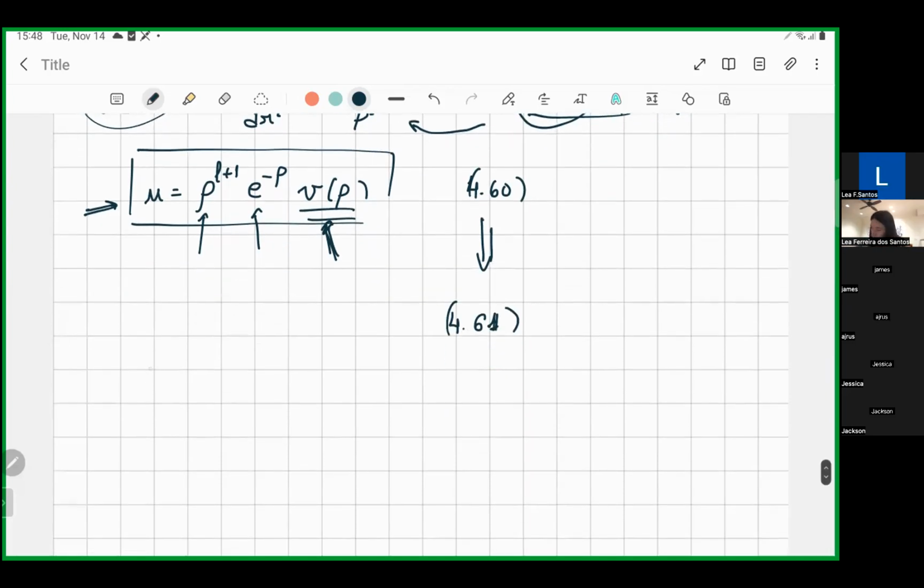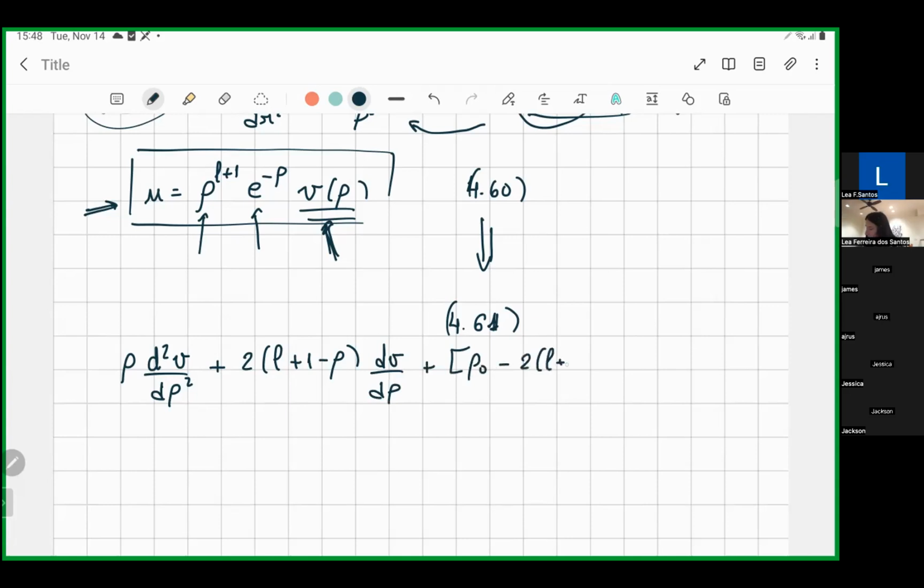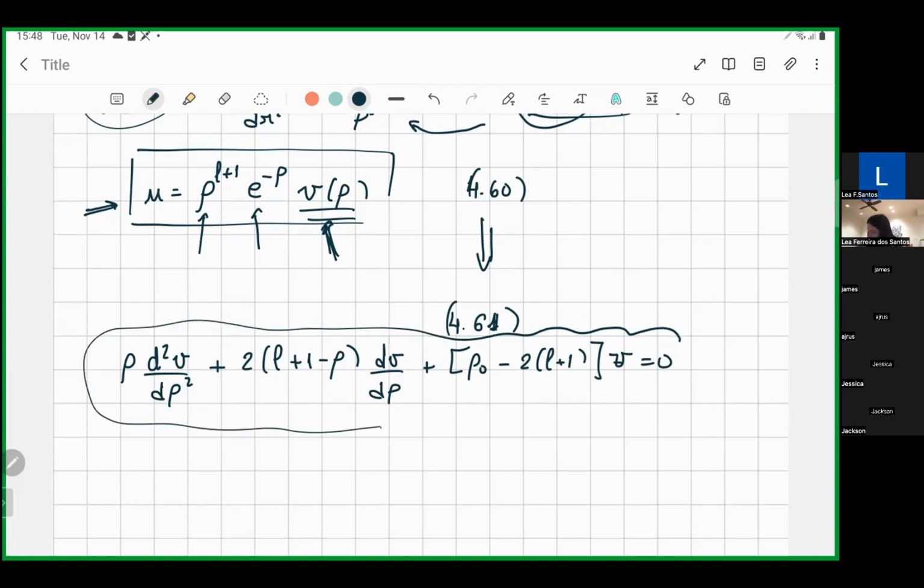The equation for V. So I'm going to just write this equation: rho times the second derivative of V, plus 2 times L plus 1 minus rho, a whole bunch of things, times the first derivative, plus the part rho naught minus 2 times L plus 1, times V, equal to 0. So this is what survived and what we need to solve.